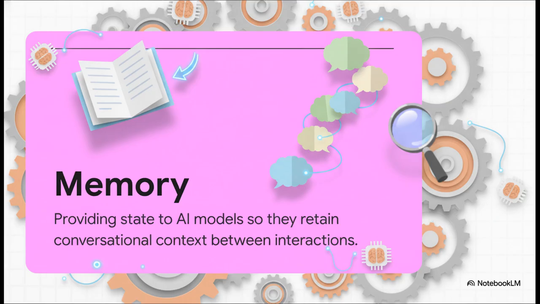LangChain fixes this by introducing memory components. Tools like conversation buffer memory act as a running transcript. They remember the conversation history across multiple steps and seamlessly pass that context back into the prompt template so the AI actually feels like it's having one continuous, highly intelligent conversation.